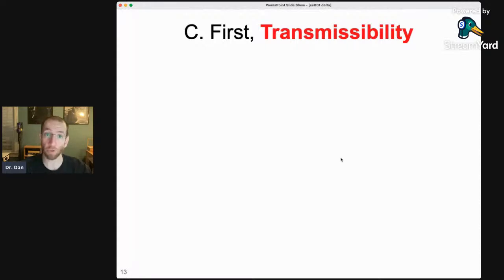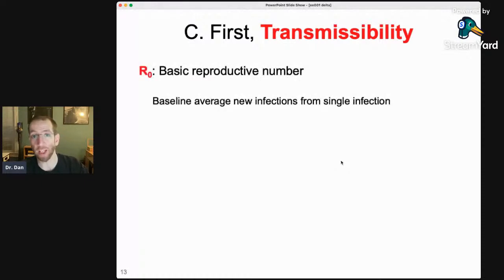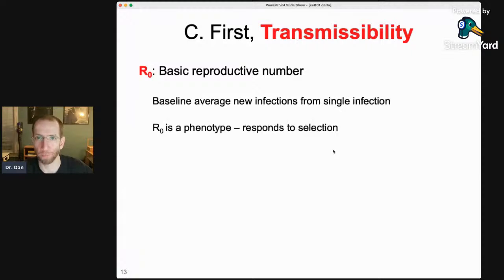So transmissibility is just your ability to get from one host to another, right? How well do you do that? And we can quantify that. So you have this thing called R0, right? This is your basic reproductive number. This is the baseline average new infections from a single infection. Okay, so one person that's infected, everybody's susceptible. What's the baseline rate of infection here?